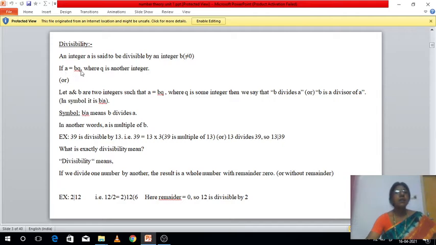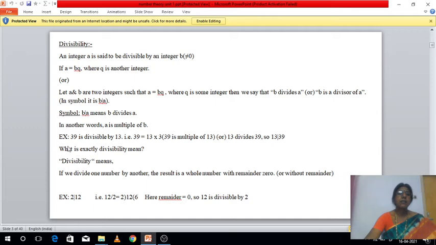So if a is equal to b times some integer, then we say a is divisible by b, or it can also be told as b divides a. Symbolically we write it as b divides a. If b divides a, it means a is equal to b times q, then we say b divides a, or a is divisible by b. In other words, a is a multiple of b.